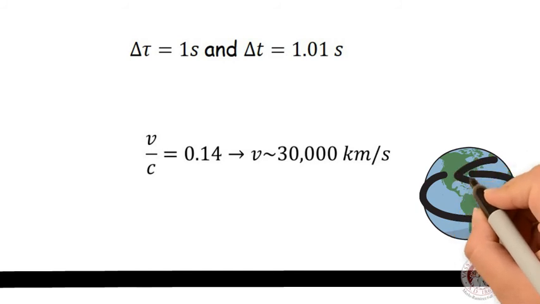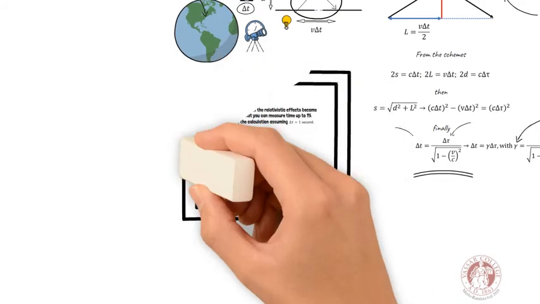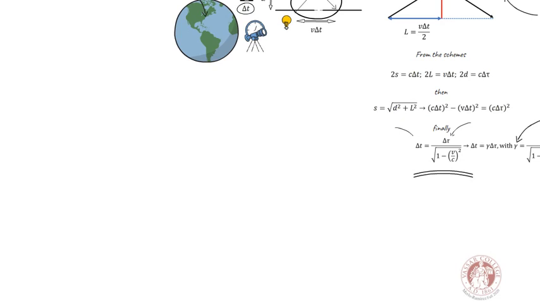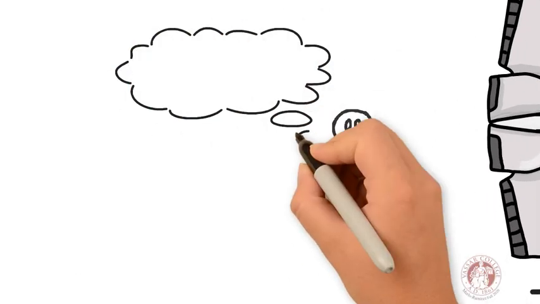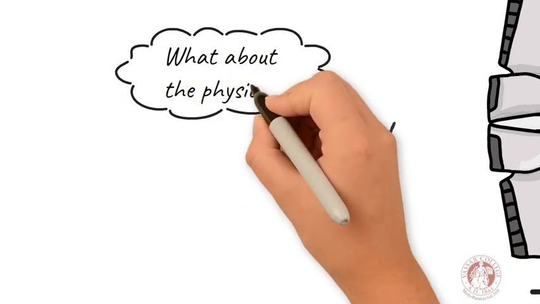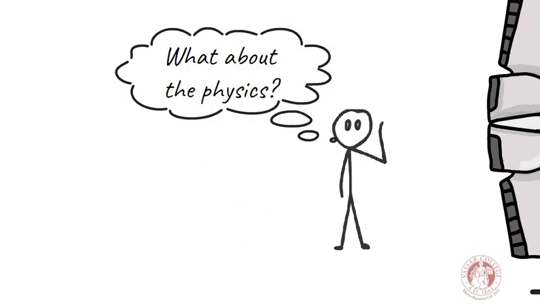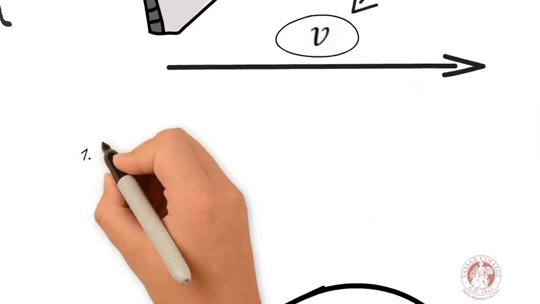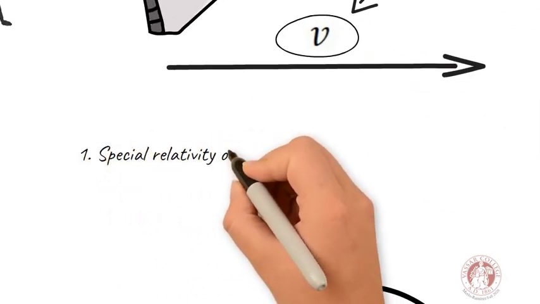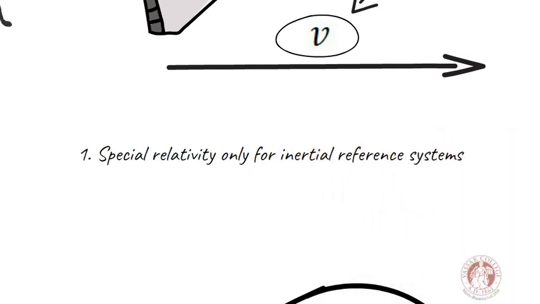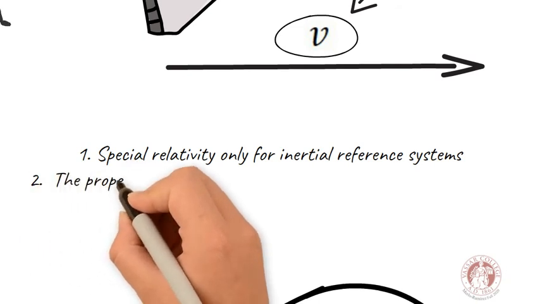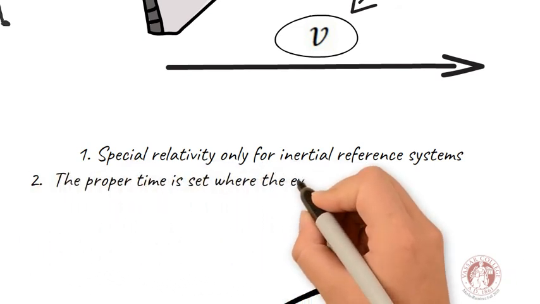Up to this point, we have discussed how to get the time dilation equation and its application. However, there are very important implications that should be discussed. When using the time dilation equation, we need to be very careful on two important facts. 1. The reference systems must be inertial, as special relativity doesn't work when accelerations appear. And 2. The proper time is the one measured in the reference system where the events happen at the same place.